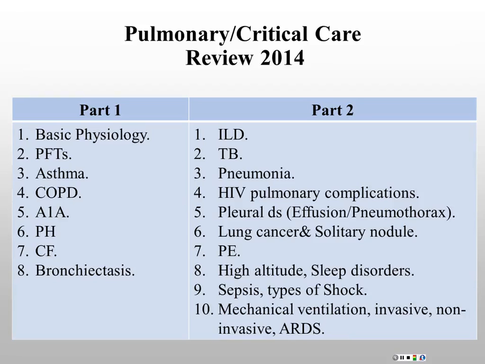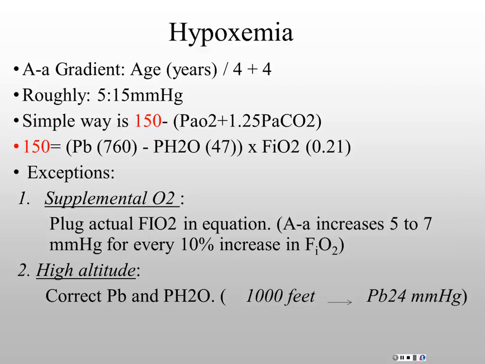In the first part, we'll talk about basic physiology, pulmonary function test, asthma, COPD, alpha-1 antitrypsin, pulmonary hypertension, cystic fibrosis, bronchiectasis. In the second part, next week, we will talk about other topics left. So a little bit about physiology.